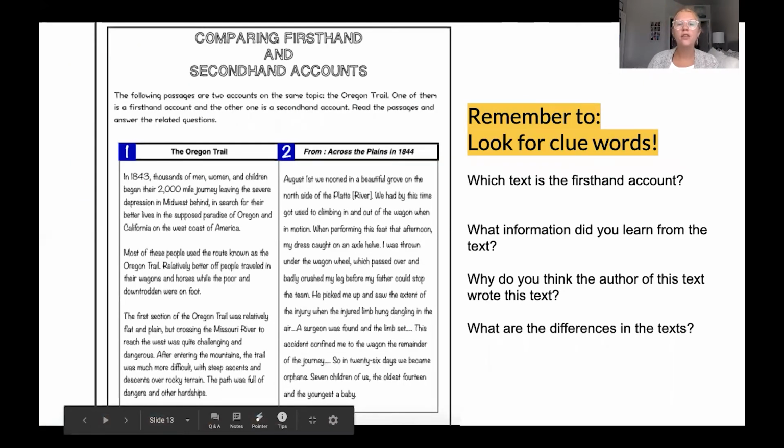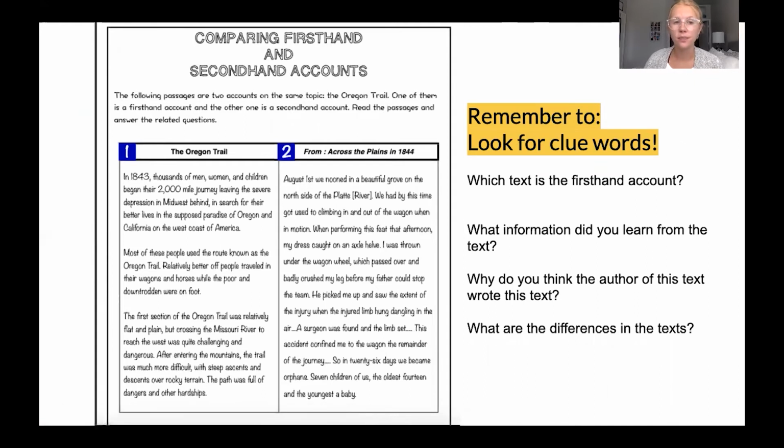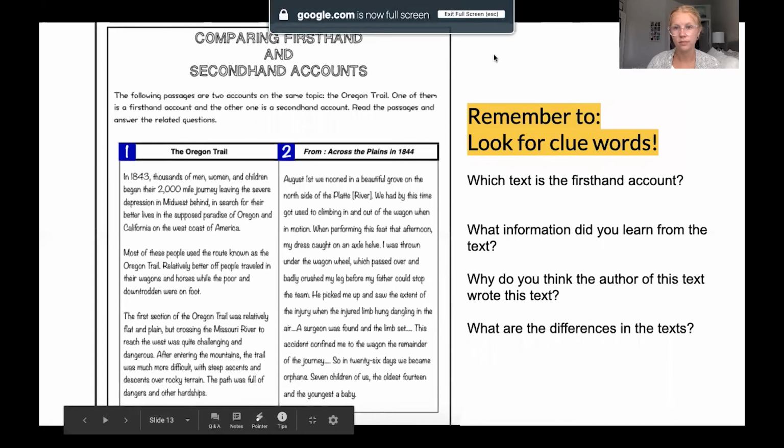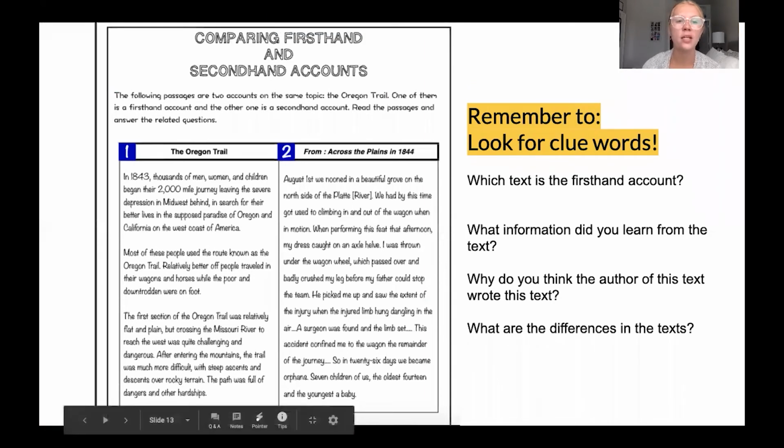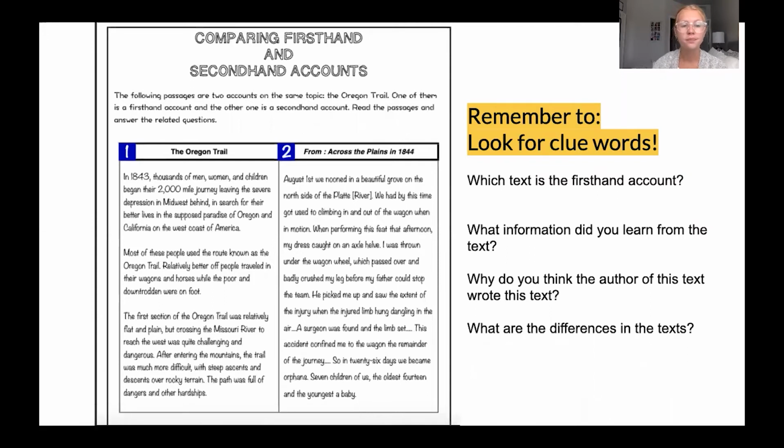Okay, comparing first-hand and second-hand accounts. So we have two texts here. We have 1 and 2. We're going to read these two texts, and I really want you to be thinking as I'm reading, which text is a first-hand account? We're going to begin with reading text number 1 on the left, the Oregon Trail.